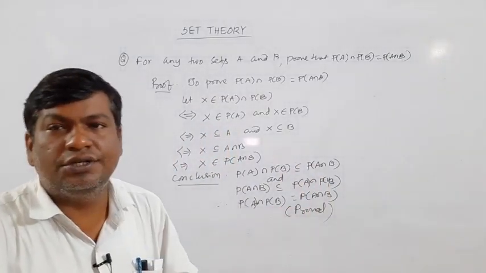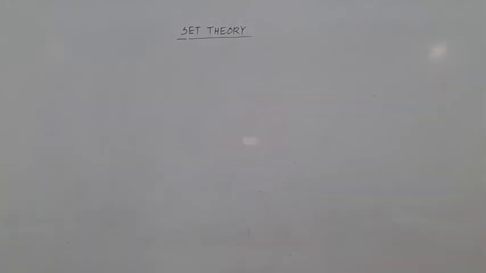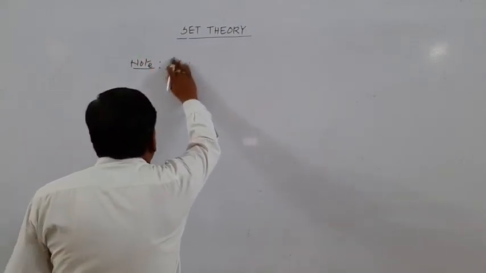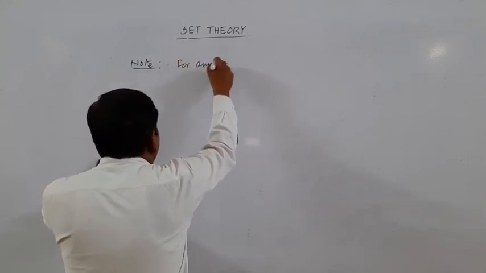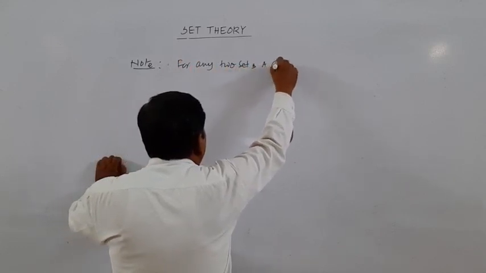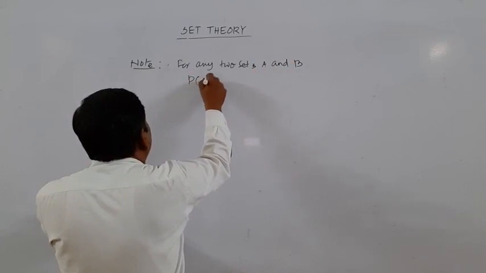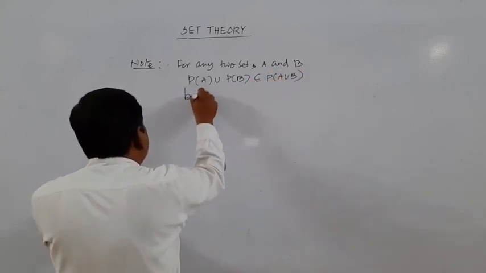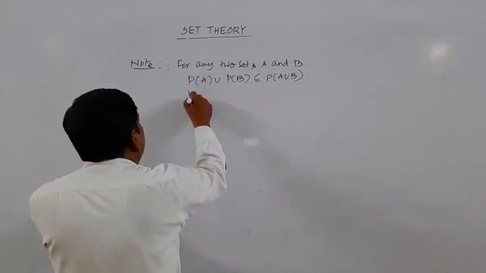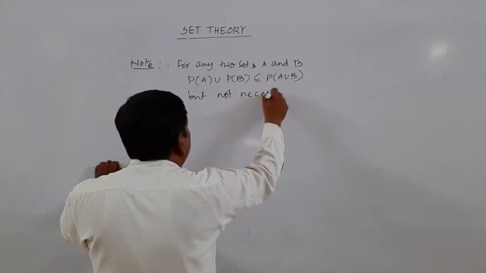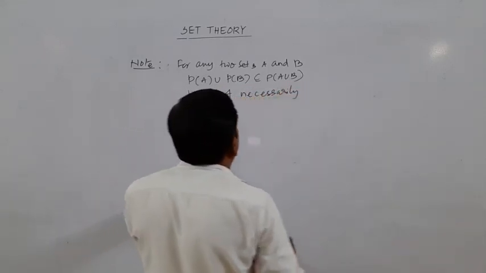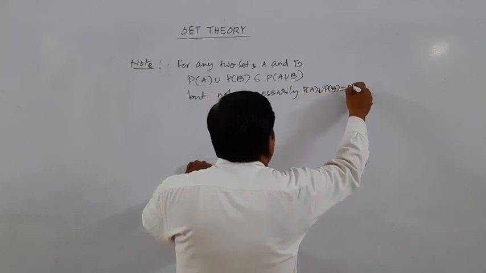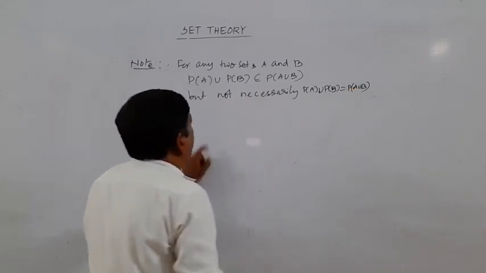Okay, now another question. For any two sets A and B, P of A union P of B is a subset of P of A union B, but not necessarily is P of A union P of B equal to P of A union B.